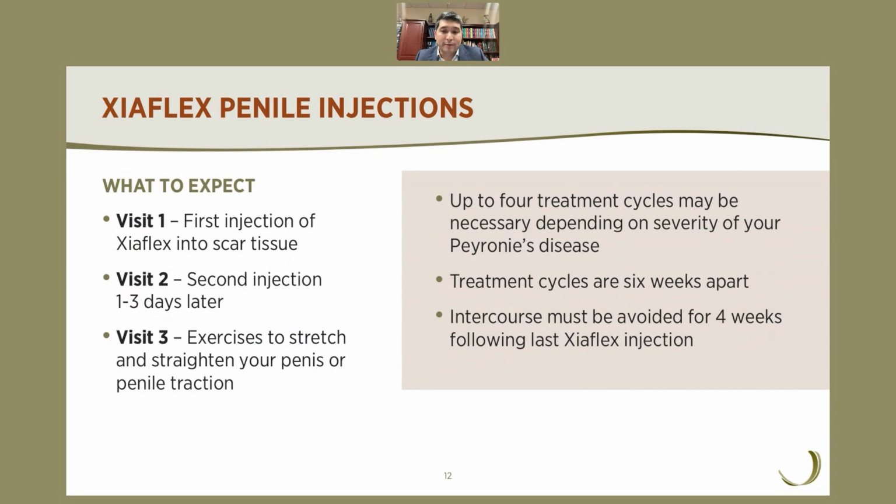So XIAFLEX is indicated for up to 4 treatment cycles, so up to 8 injections. Each cycle has 2 injections. And a patient does not need to complete all 4 cycles. For example, if a patient notices significant curvature improvement after just 1 cycle or 2 injections, then certainly we can decide to hold off on future treatment cycles. The cycles are scheduled roughly 6 weeks apart, and sex must be avoided for about a month after the last XIAFLEX injection of that cycle.